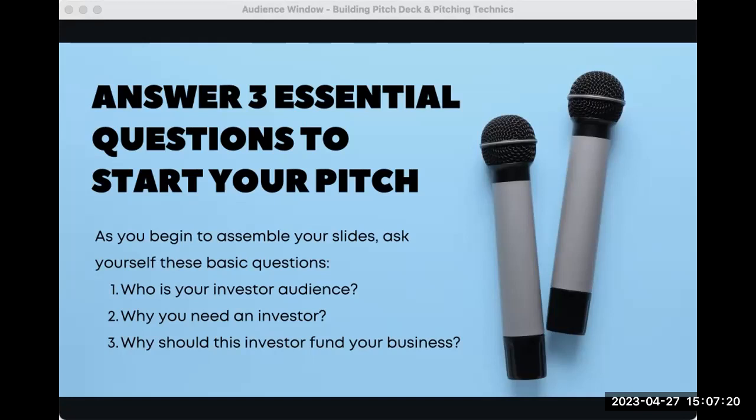Secondly, you need to consider what is your specific need for investment. Why are you pitching? Investors want to know how their money will be used and what specific problem or opportunity your business is solving. Be clear about your funding requirements and why you need the investment. Outline your business objectives and how the investment will help you achieve them. This will help your investors understand your vision and potential return on investment. This is like their main goal.